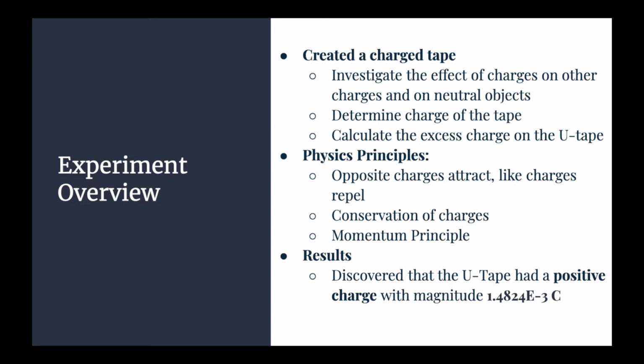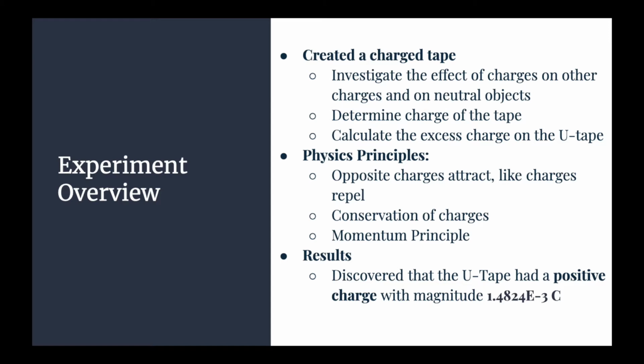To understand what was happening and make accurate observations, we had to understand key physics principles, such as that like charges repel and opposite charges attract. I also kept in mind the conservation of charge, which states that the overall net charge of the system cannot change. If the charge of a system changes, then the charge of the surroundings must change by an equal and opposite amount. Additionally, there's the momentum principle, which states that the change in momentum is equal to the electric force minus the gravitational force, which can be used to determine the quantity of Q.